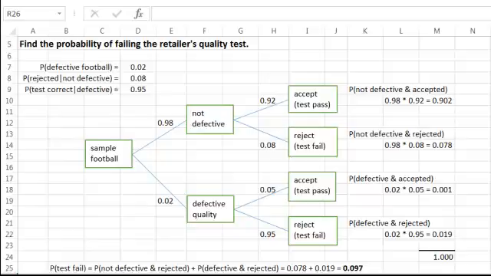We have to wonder, if the manufacturer believes only 2% of its footballs are defective, why is the retailer rejecting 9.7% of them? It appears that the two companies' quality procedures are not in sync, and they are not testing the same attributes of each football. Substantial cost savings and less scrap would be realized if their quality testing were coordinated.